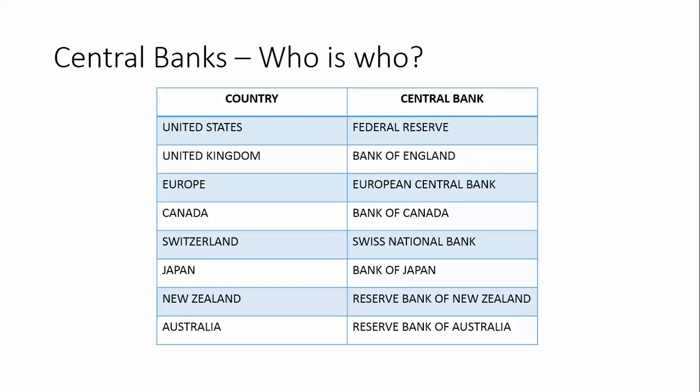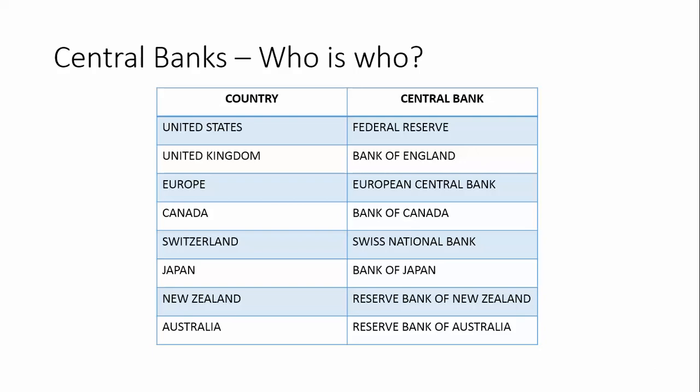Switzerland, the Swiss National Bank, or SNB. In Japan, it's the BOJ, or Bank of Japan. And then in New Zealand, it's the Reserve Bank of New Zealand, or the acronym is RBNZ. Or in Australia, it's the Reserve Bank of Australia, which the acronym is the RBA.